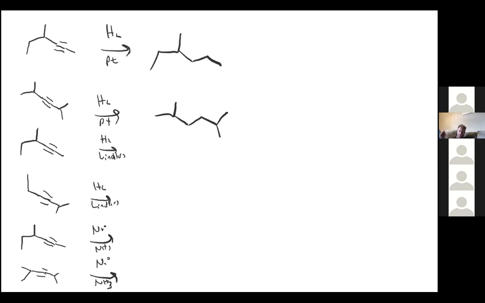Our next one, H2 and Lindlar's. H2 adds syn, so we're going to end up with cis products. So Lindlar's is going to stop it halfway through. So we need to make cis double bonds for these.